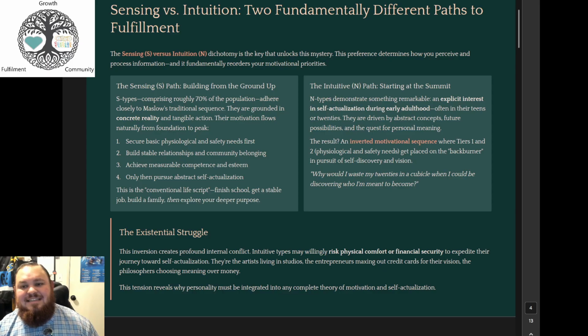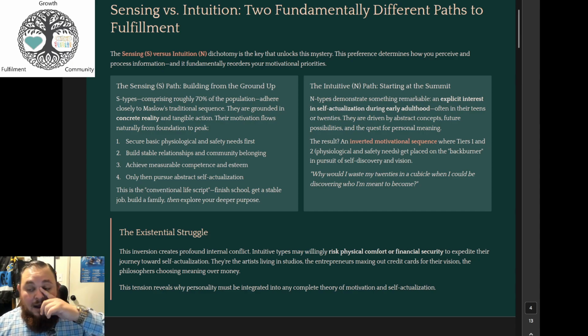So here we have sensing and intuition. Essentially, you're going to see how taking a path of sensing and taking a path of intuitiveness will take you on different sides of the pyramid. Sensing actually fits more alongside Maslow. It says that roughly 70% of the population adhere to Maslow's traditional sequence, in this order of making sure that you hit your physiological needs, your safeties, financials, and all that stuff, and then create your relationships. Pretty much, it says this is the conventional life script. You finish school, you get a job, you get married, you have a family, you retire, you really have your purpose now.